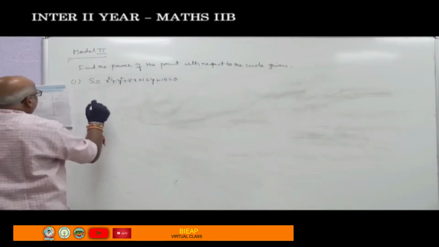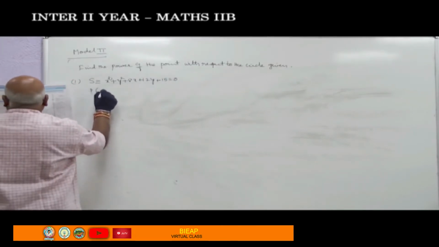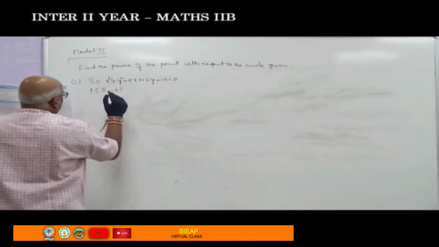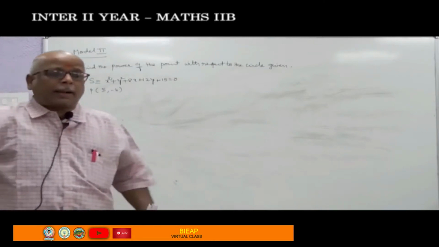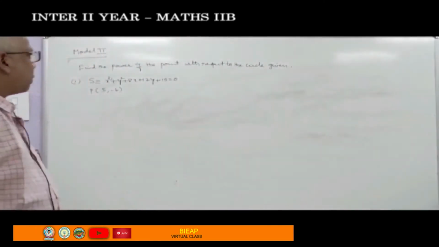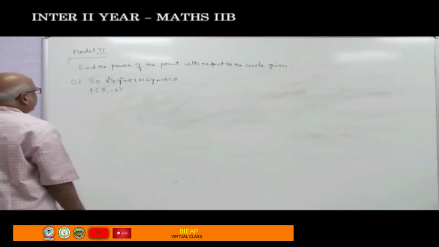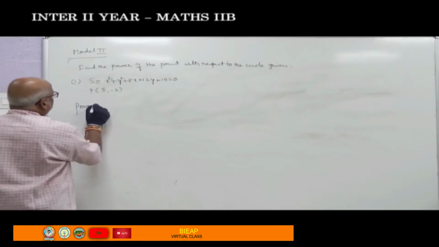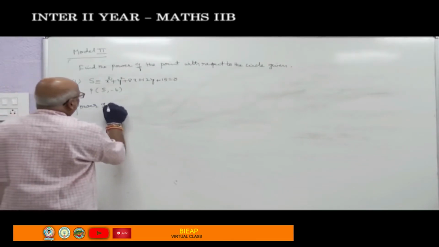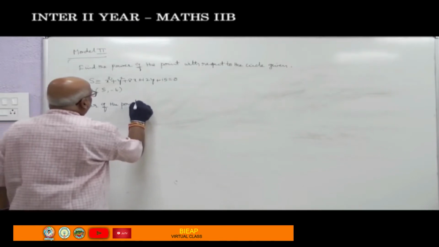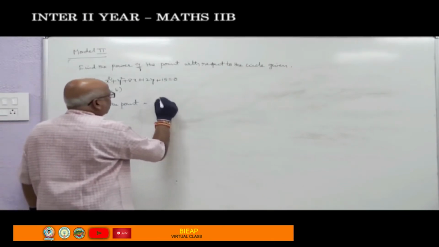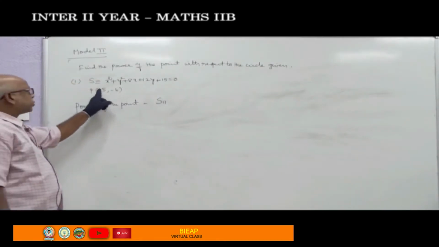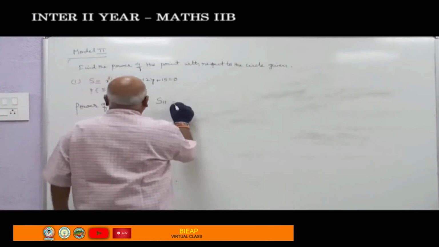S equal to x square plus y square plus 8x plus 12y plus 15 equal to 0, and the point is 5 comma minus 6. What is the power of the point? Write down power of the point. Power of the point is S11. Bindu Shakti S11. Directly you substitute this point in the given equation.